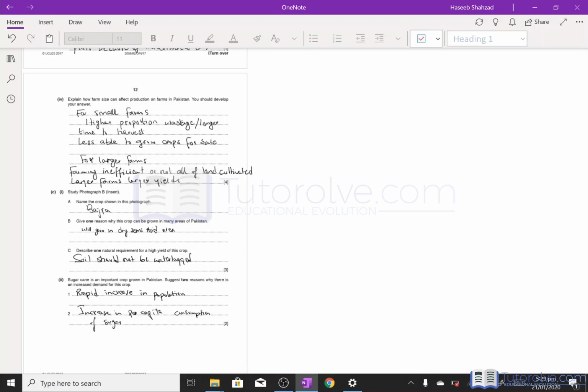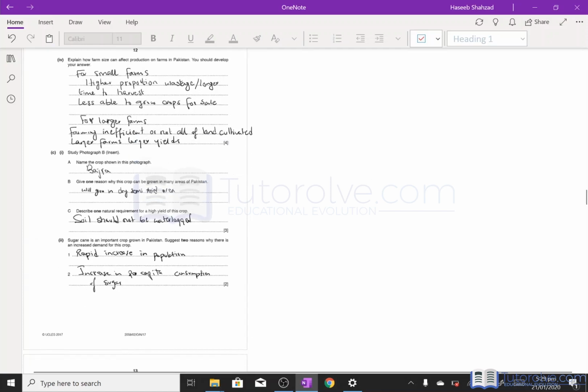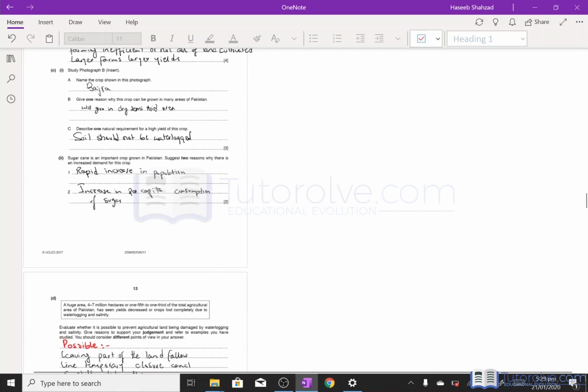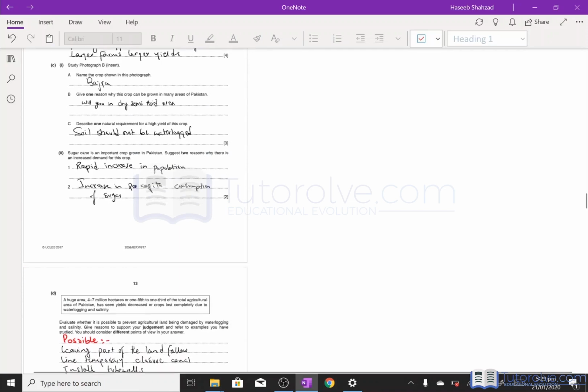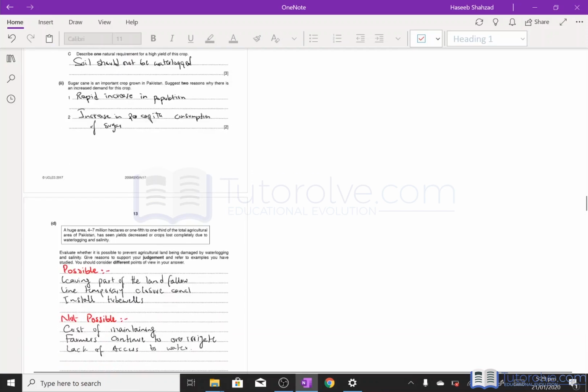Now, sugarcane is an important crop grown in Pakistan. Suggest two reasons why there is an increase in demand. There is rapid increase in population. That is why an increase in per capita consumption of sugar is also one of the reasons.